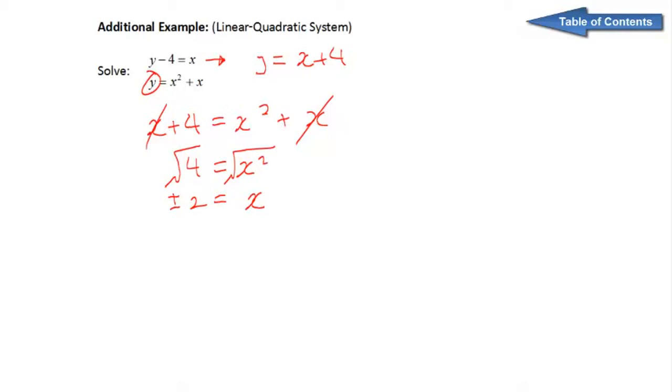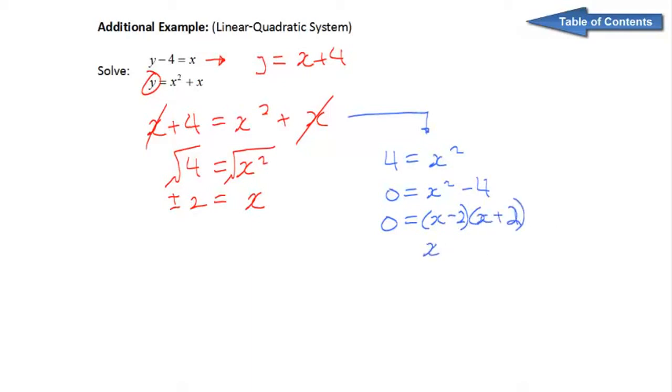Or let's say we were looking for a different option. If we were sitting right here with the 4 is equal to x squared, you could have moved the 4 to the other side of the equation. So we'd have 0 is equal to x squared minus 4. And notice that this is a difference of squares. We would get (x minus 2)(x plus 2). And so this gives me two solutions: x is equal to plus or minus 2.